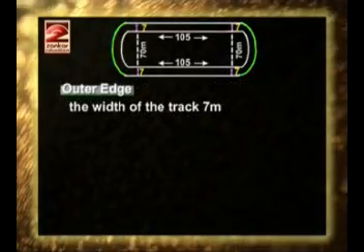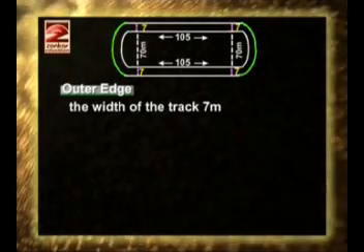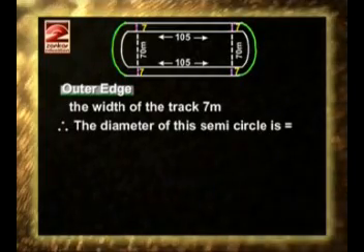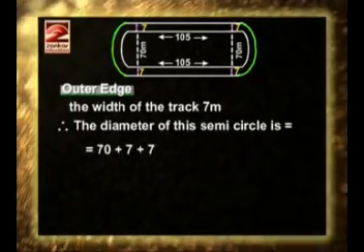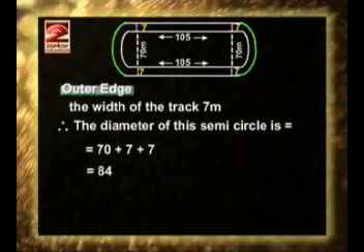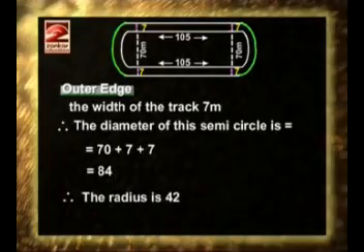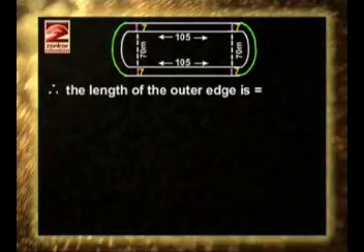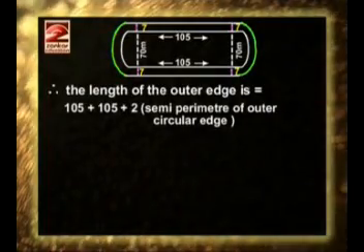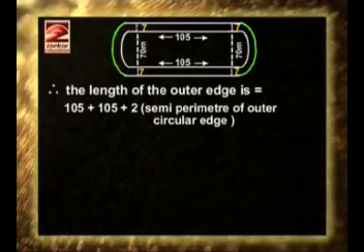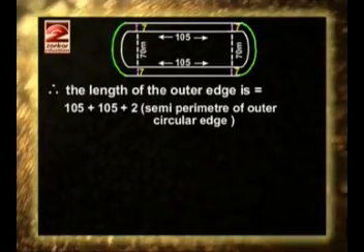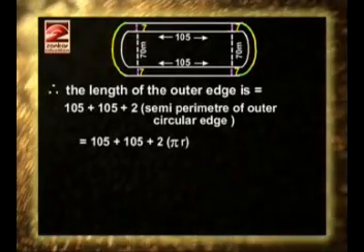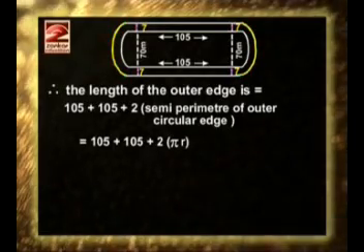Now, for the outer edge, the width of the track is 7 meters and therefore the diameter of this semicircle is 70 plus 7 plus 7, that is equal to 84, and therefore the radius is 42. Therefore, the length of the outer edge is equal to 105 plus 105 plus 2 into bracket semi-perimeter of outer circular ends. That is equal to 105 plus 105 plus 2 into bracket pi r.